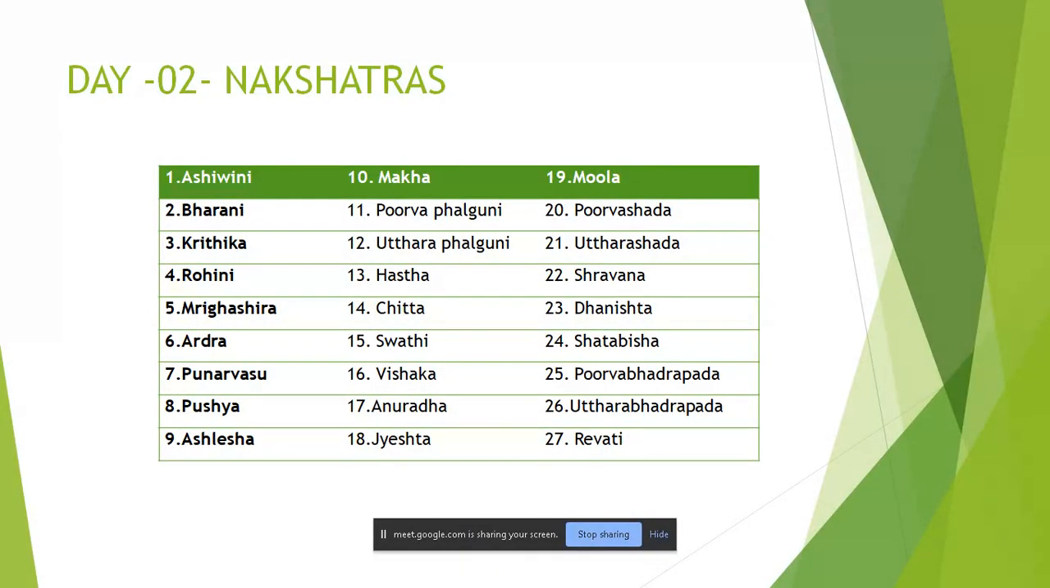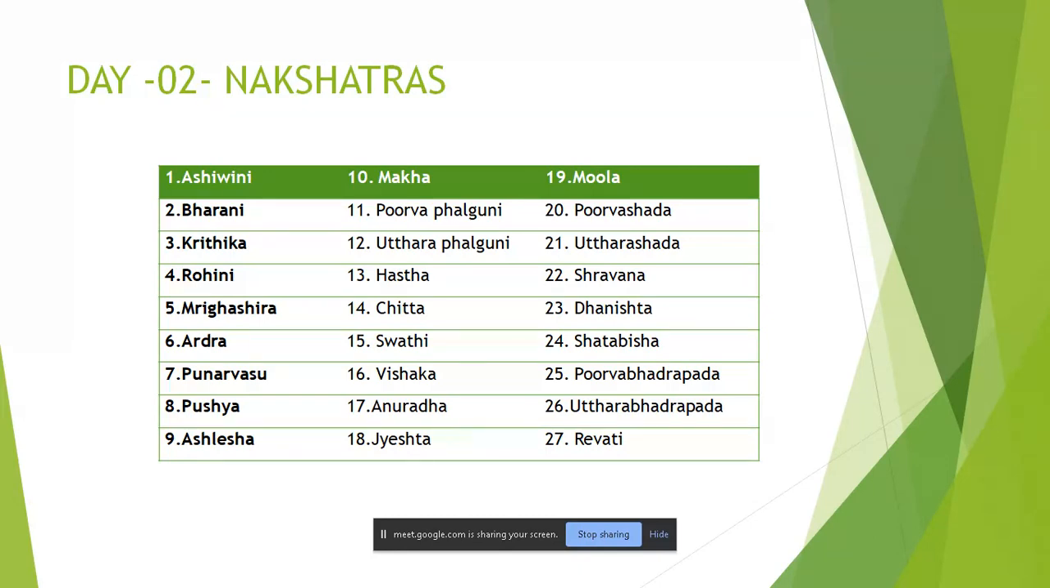Now, today we will go to Nakshatra. There are 27 Nakshatras. So, what are those 27 Nakshatras? We'll see. Ashwini, Magha, Mula, this is ruled by Ketu. Bharani, Purva Phalguni, Purva Ashadha, and this is ruled by Shukra or Venus. Krittika, Uttara Phalguni, Uttara Ashadha, this is ruled by the Sun.